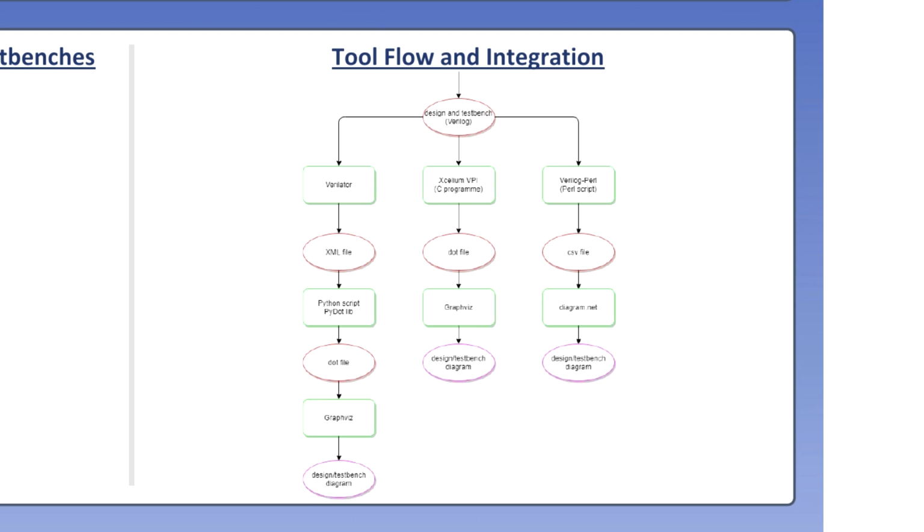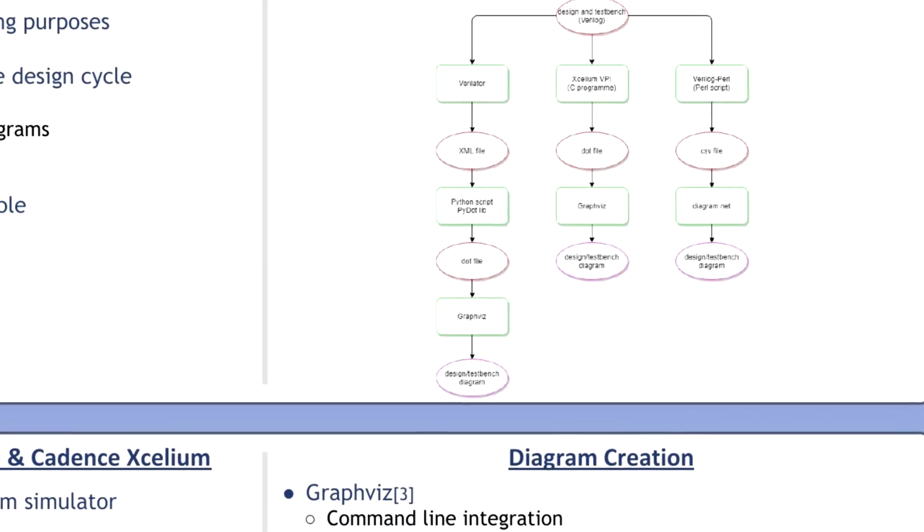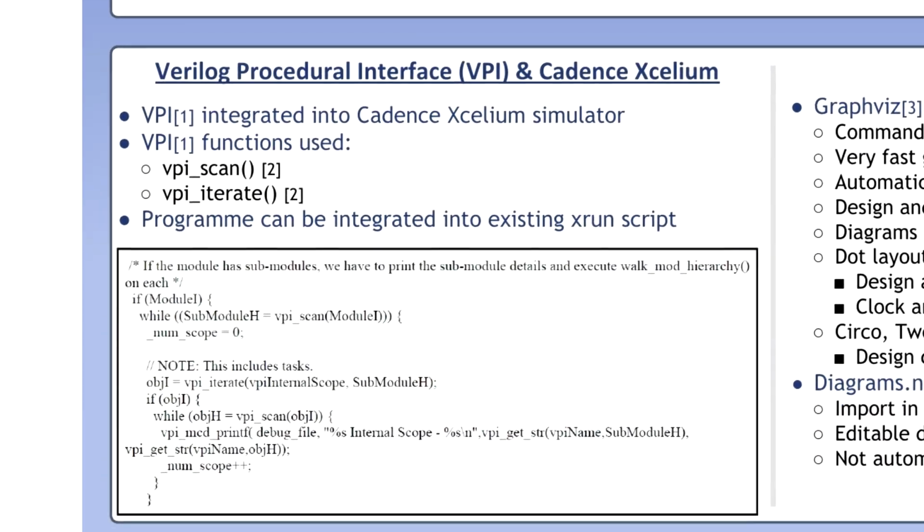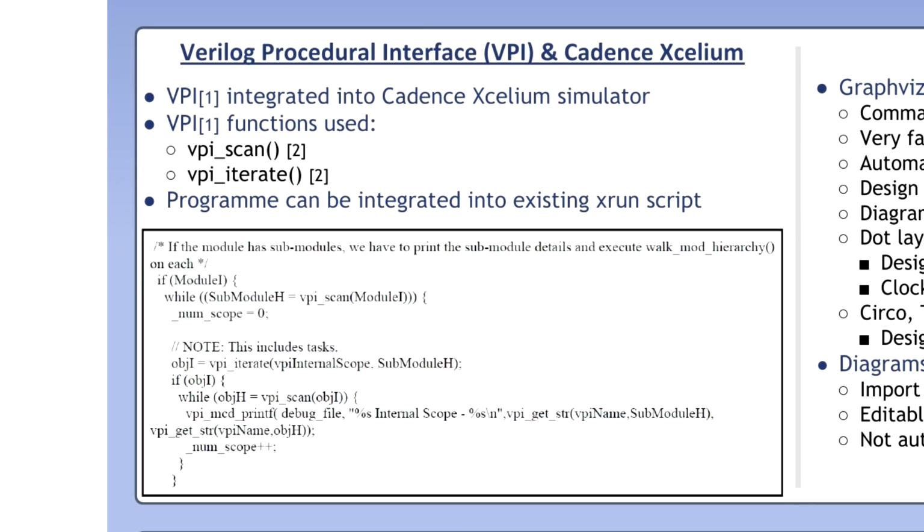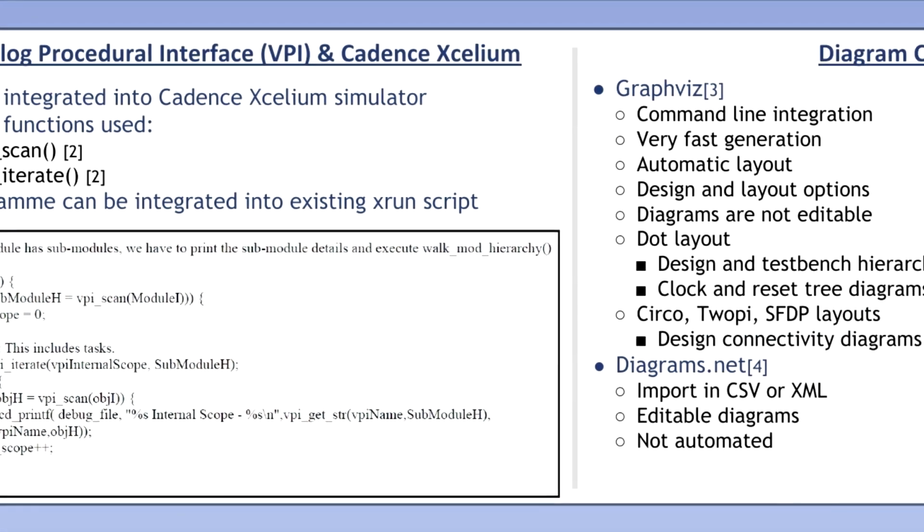The System Verilog verification procedural interface provides a library of C language functions that can be used to extract information from System Verilog design and test benches. We use the VPI integration with the Cadence Xcelium simulator to develop C programs. These programs use VPI functions vpi_scan and vpi_iterate to traverse the design hierarchy, capturing all the design and test bench information required to generate GraphViz dot files. These VPI programs can be easily integrated with an existing design flow to run with an Xcelium xrun script.